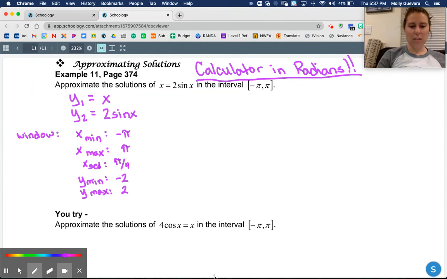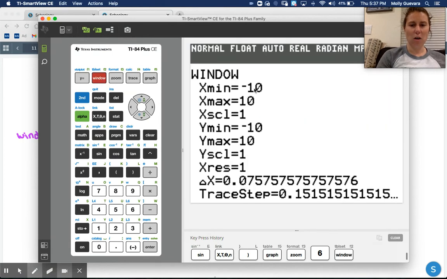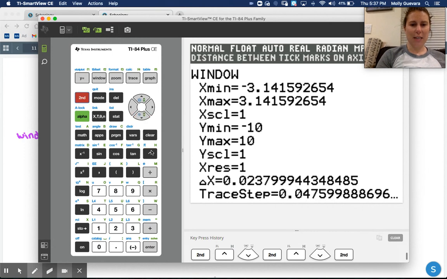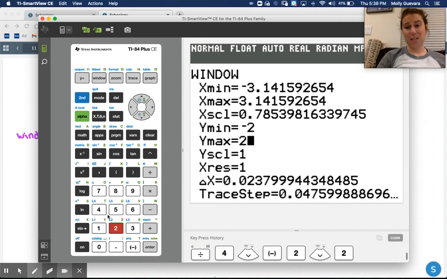So let's go in our window and adjust this so that it looks a little bit better. I want my x minimum to be negative pi, and my x maximum to be pi, and I want my scale to be pi over 4. Then I want my y minimum to be negative 2, my y maximum to be 2. Otherwise, I'm just going to be seeing a lot of space that I don't care about. And I think the y scale of 1 is fine.